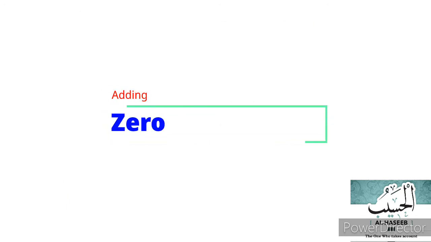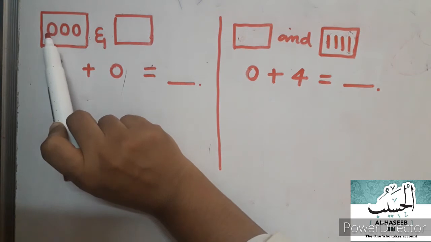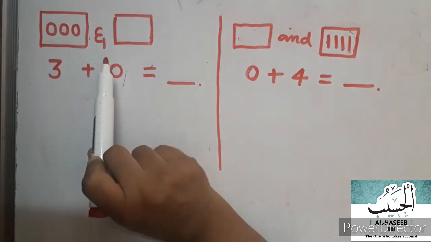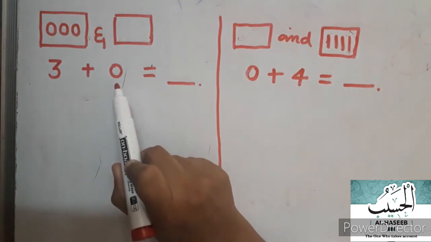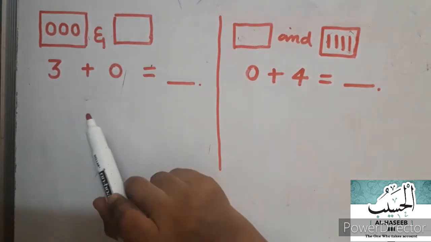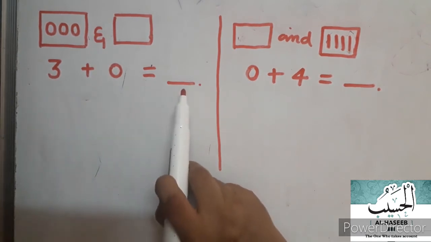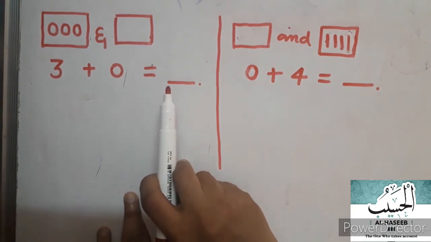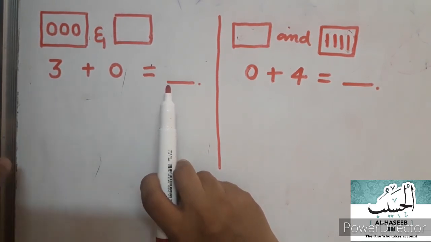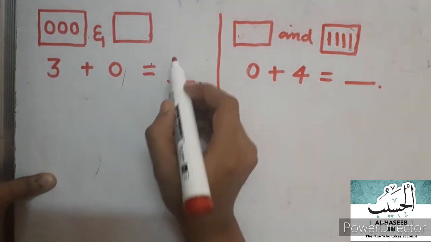Friends, next one is adding 0. Here there are 3 balls in the box and here nothing. Can we do the sum? Yes. 3 plus 0 is equal to what? Can you find out? Yes. 3 plus 0 is equal to 3.